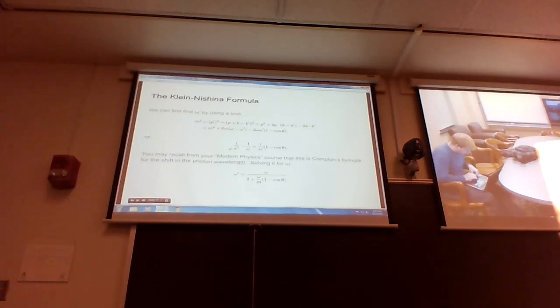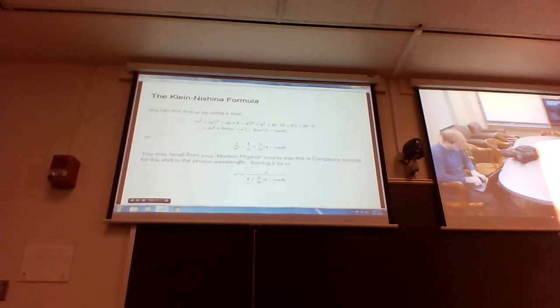This is not what we want, but I just wanted to point it out. So this is 1 over omega prime minus 1 over omega. So this is like the difference in wavelengths. Remember, the wavelength goes like the inverse of the frequency, and it goes like 1 minus cosine theta.